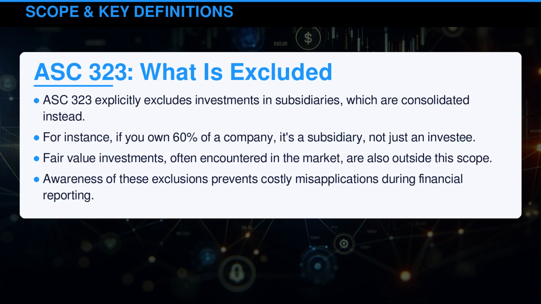ASC 323 explicitly excludes investments in subsidiaries, which are consolidated instead. For instance, if you own 60% of a company, it's a subsidiary, not just an investee. Fair value investments, often encountered in the market, are also outside this scope. Awareness of these exclusions prevents costly misapplications during financial reporting.